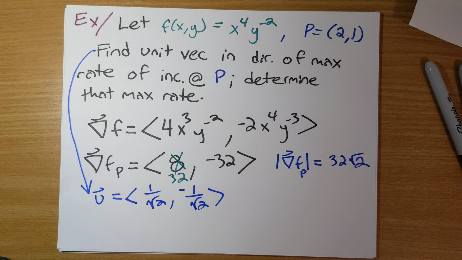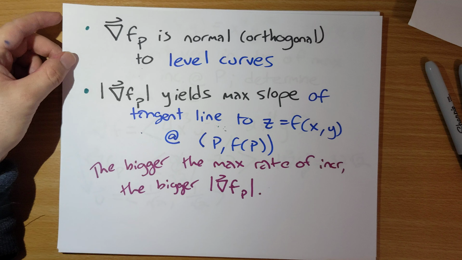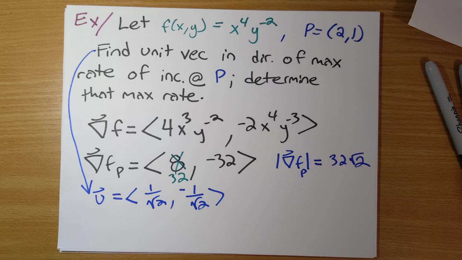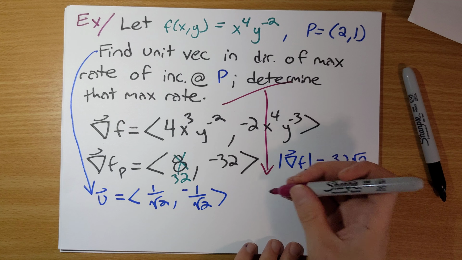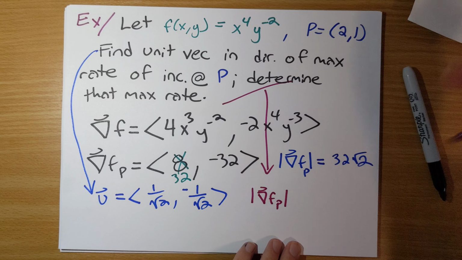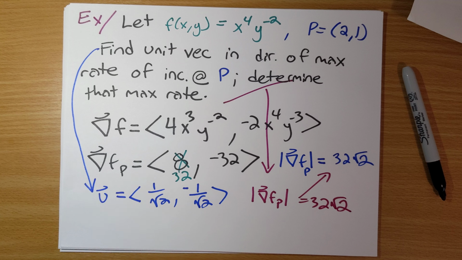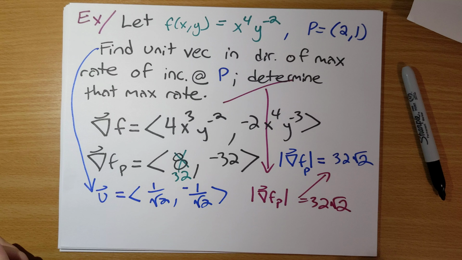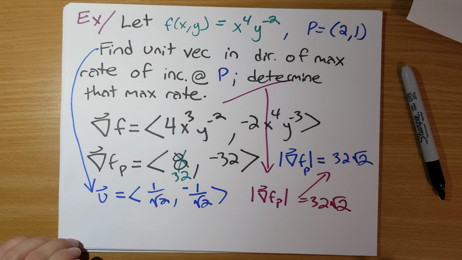Second part of this problem, determine the maximum rate. Well, that goes back to the magnitude of the gradient giving the max slope, the max rate of increase. So this is asking us for the magnitude of the gradient of f at P, which we just worked out is equal to 32 square root 2. Okay, so this was a bunch of examples, things that we can do with all of those geometric properties of the gradient.